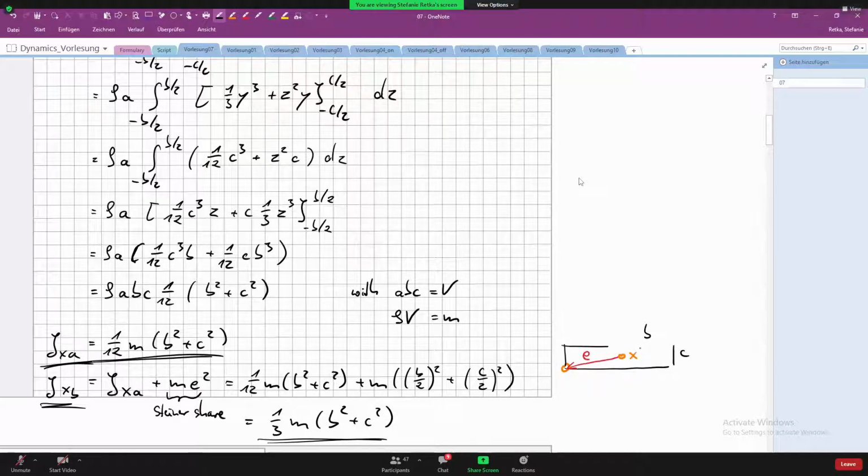Then the Steiner share consists of mass multiplied by the distance from the main axis to the axis of rotation. And again, this is our triangle. This part here is b over 2, and this here is c over 2. Then e is equal to the square root of a squared plus b squared. A more general triangle like this. And since we have to square the distance, then we can neglect the square root.